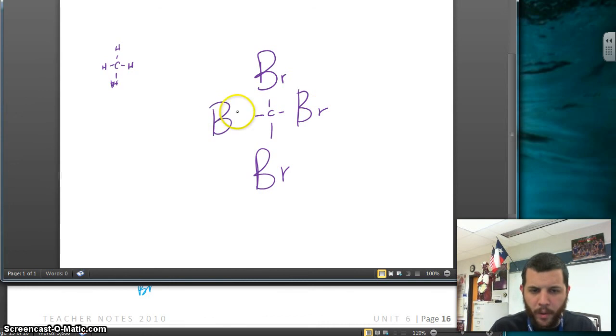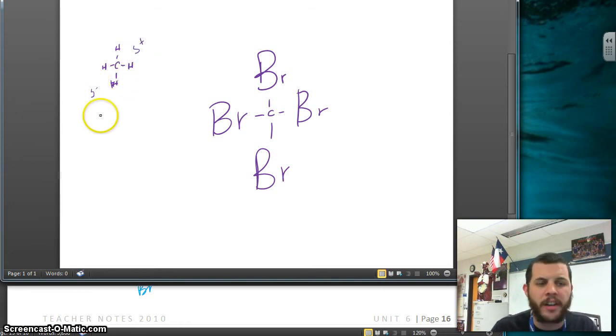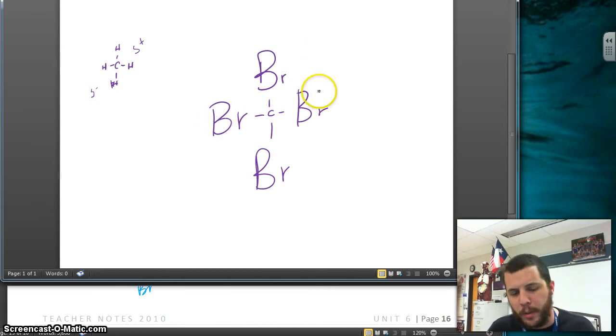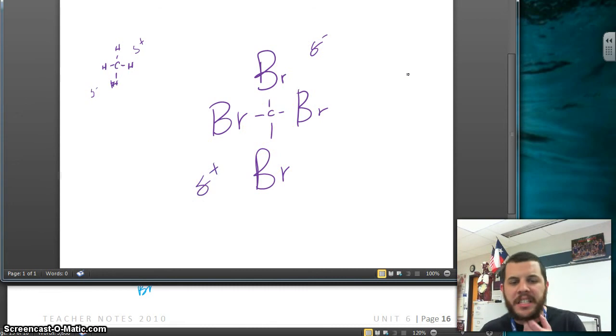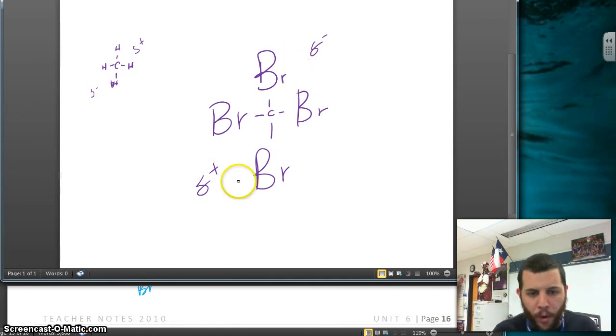What we're concerned about is the size of the instantaneous dipole moment. This is going to have a very weak partial negative and a very weak partial positive on its instantaneous dipole moment. This one, there's more space for the electrons to run about, so it's going to have a greater partial negative and a greater partial positive when it forms its instantaneous dipole moment. So that means this one would have a slightly stronger interaction than this one.